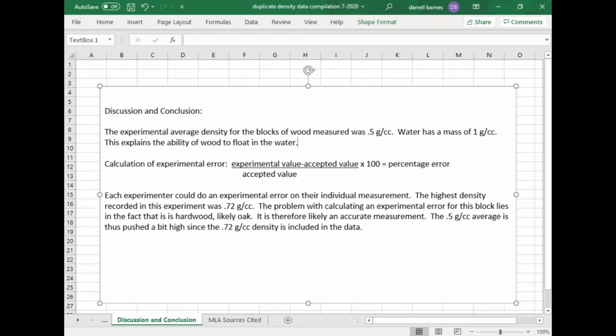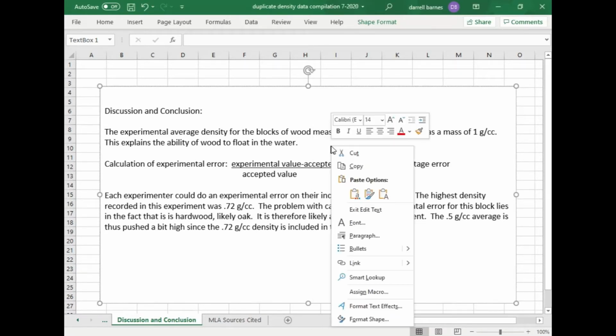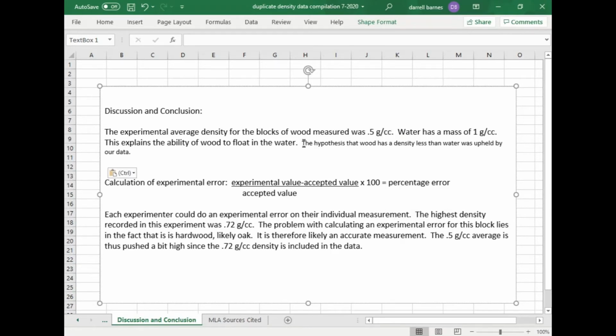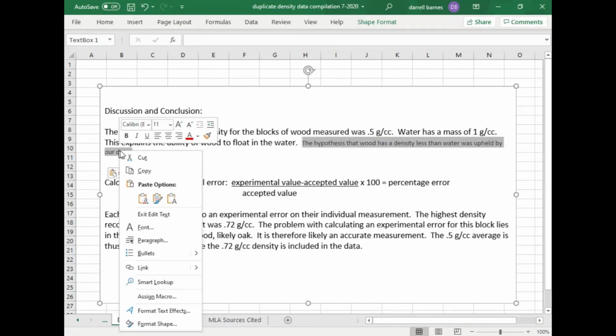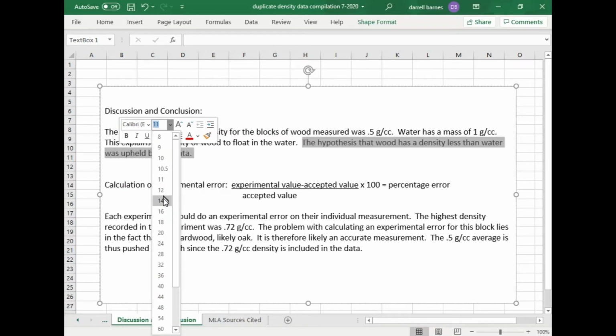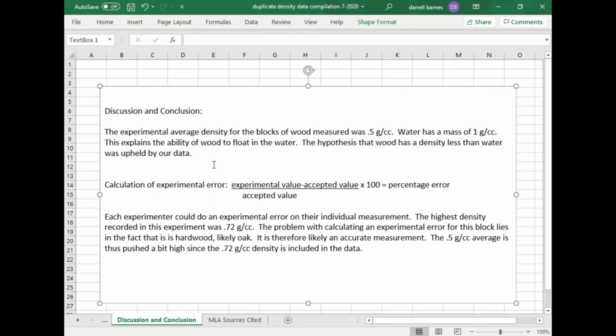And let's say that our hypothesis was upheld. I'm going to copy and paste this so that it doesn't take excessively long. Let's copy that. Paste. There we go. And let's go with a 14 on that. The hypothesis that wood has a density less than water was upheld by our data. Okay, I think that's fine.